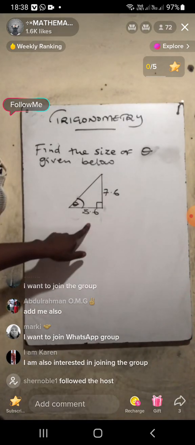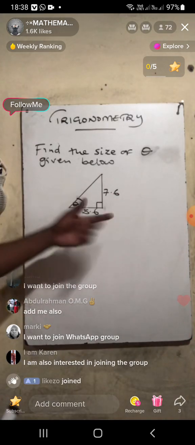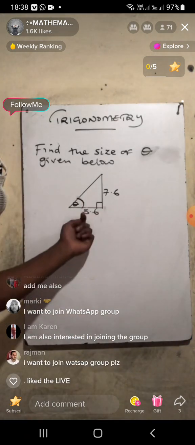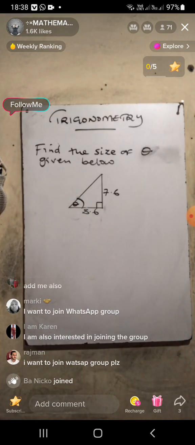Okay? So in this case, we've been given two sides. So it is very easy for us to find the theta. Being given two sides, we'll be able to find the theta.